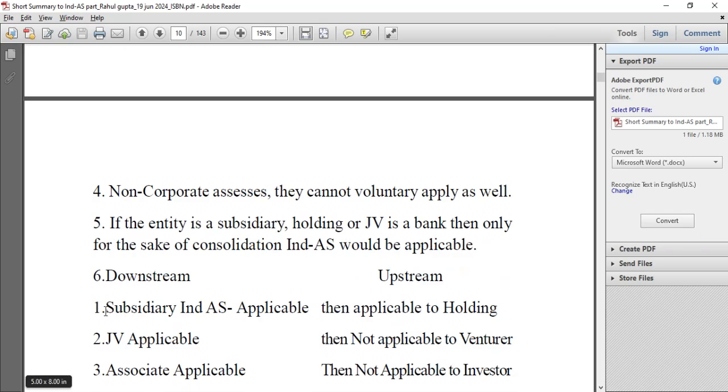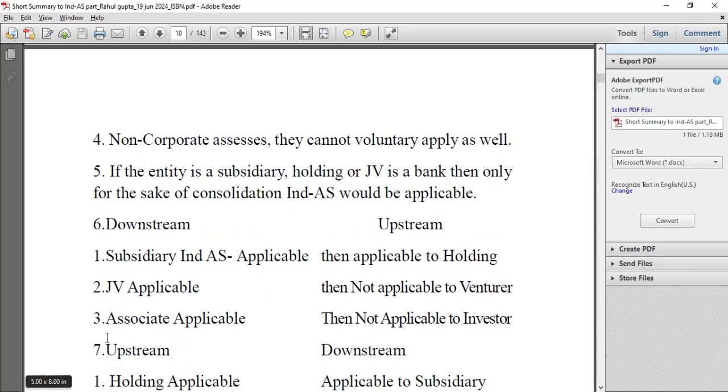Now we'll see the downstream and upstream. If Ind-AS is applicable on a subsidiary, then it is applicable to the holding. If Ind-AS is applicable on a JV, then it is applicable to the venturer. If it is applicable to an associate, then if the criteria is not met, it will not be applicable to the investor as well.